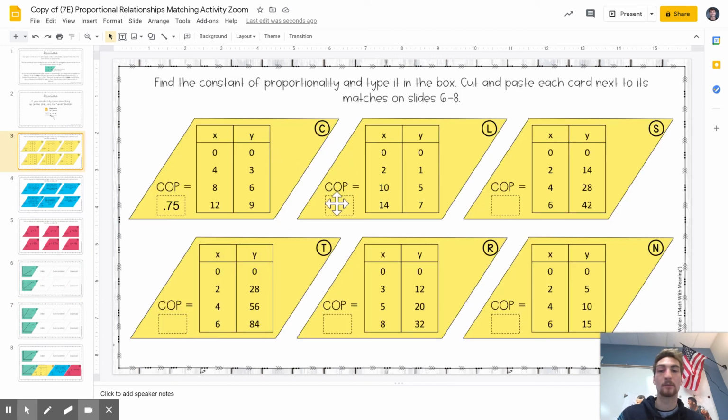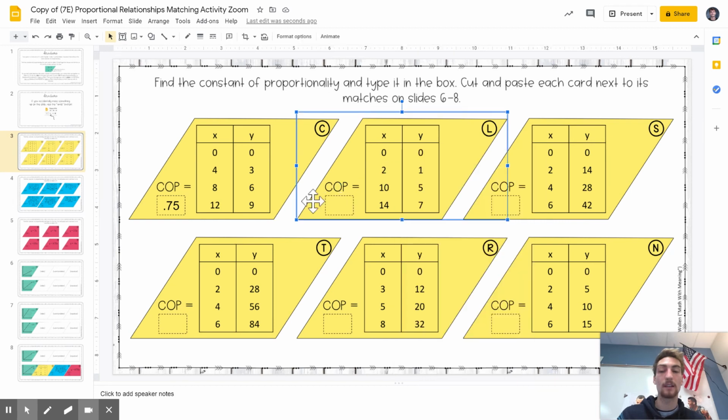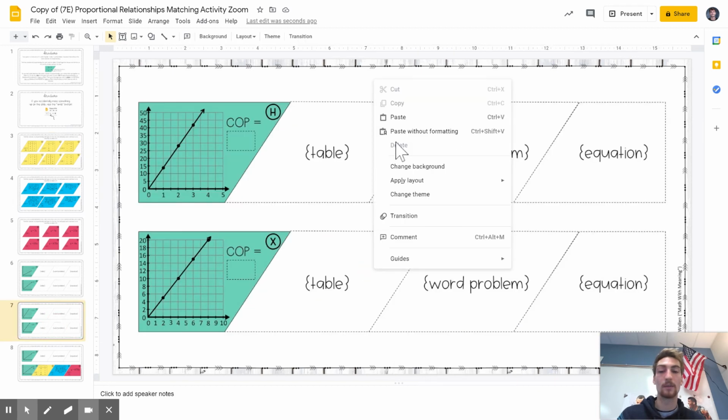So type in the constant of proportionality by double-clicking, and then you can copy, and then you can paste wherever it lines up with. All right, thank you. Have fun with it.